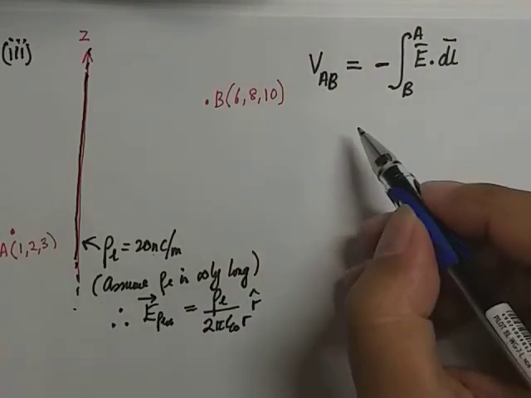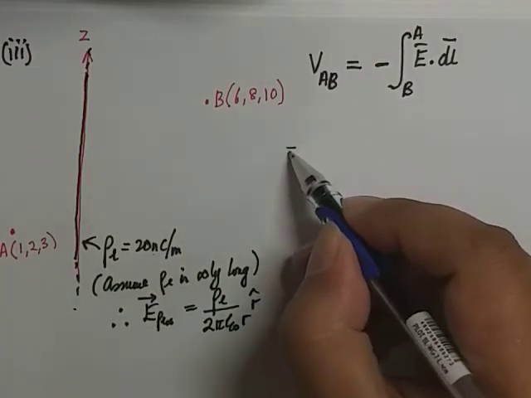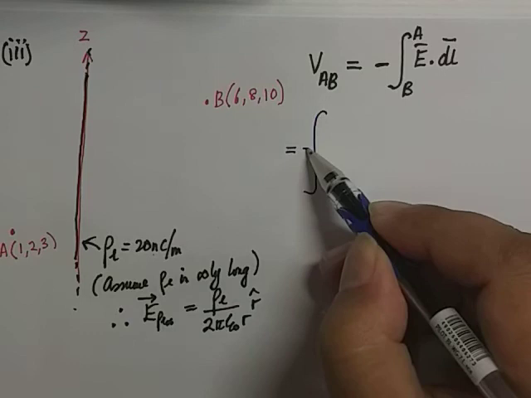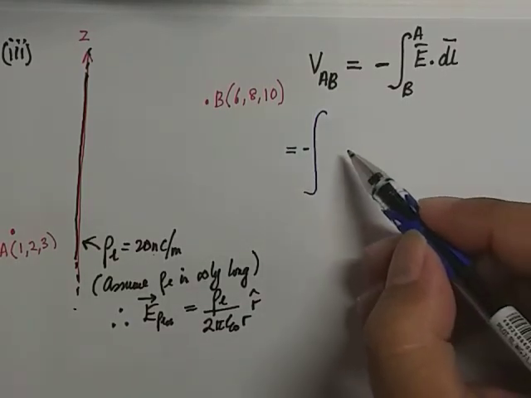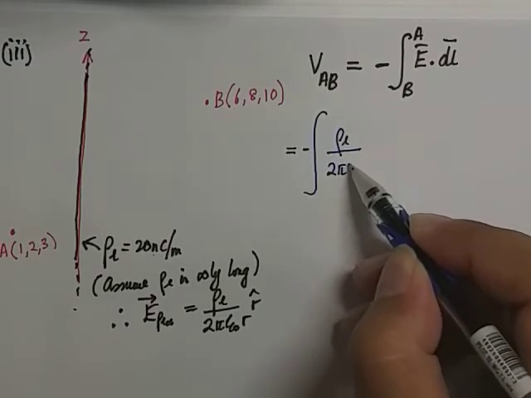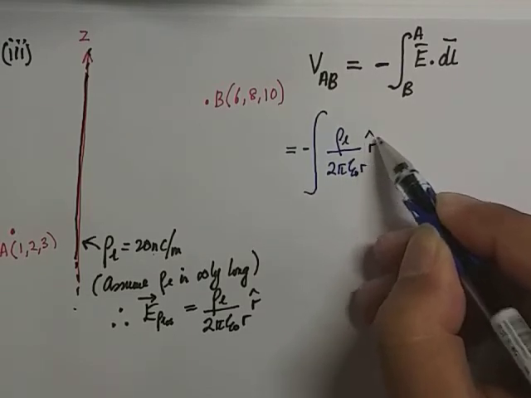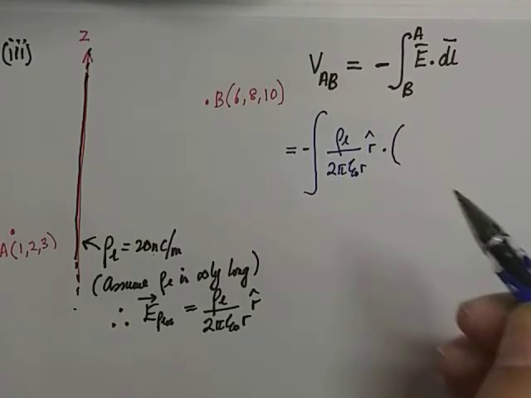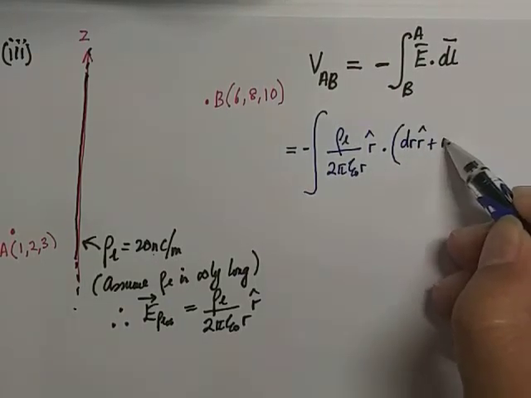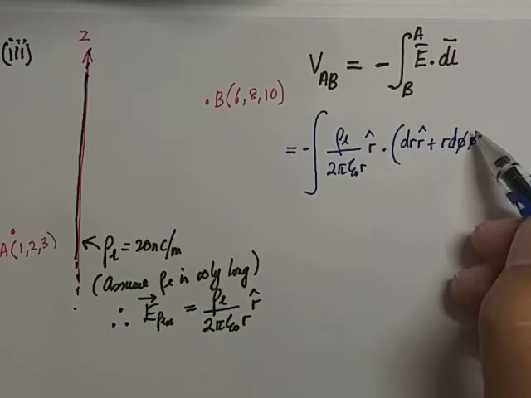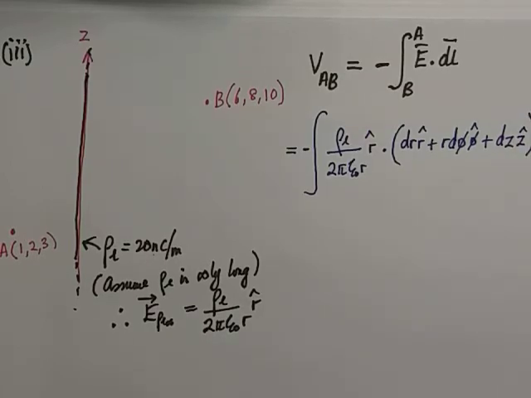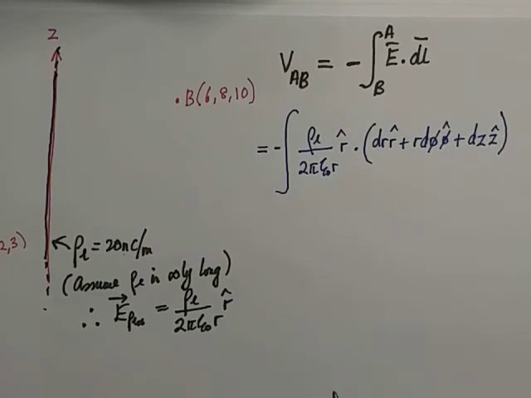Okay, now I'm going to call, so this should be equal to substitution now, minus, still there, okay, and then I can see E should be rho L divided by 2 pi epsilon naught R in the R direction, dotted with, okay, based on cylindrical coordinates, the dl should be dr in the R direction plus R d phi in the phi direction plus dz in the z direction. Okay, that should be the dl based on our cylindrical coordinate.